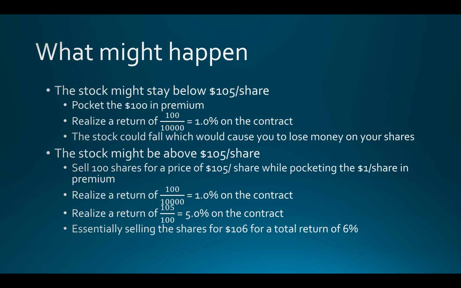And let's say this stock might be above $105 per share at the end of the month. This means that you will sell the 100 shares for a price of $105 per share while pocketing the $1 per share in premium initially. This will realize you a return of 1% on the contract and 5% on the shares. So this will be a 6% return in this hypothetical example in 1 month, which would be very nice. Even if the stock goes to, let's say, 120, you really cannot complain with a 6% return per month in a fairly safe manner.